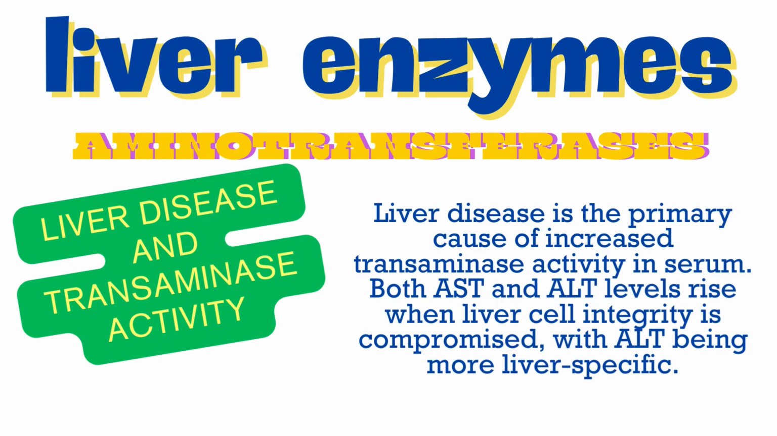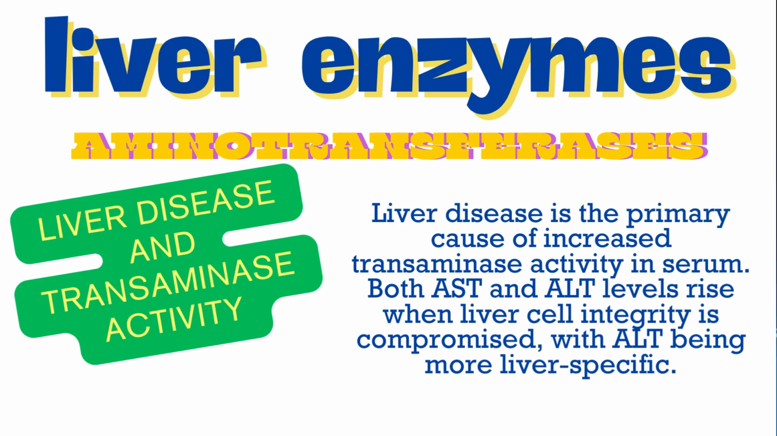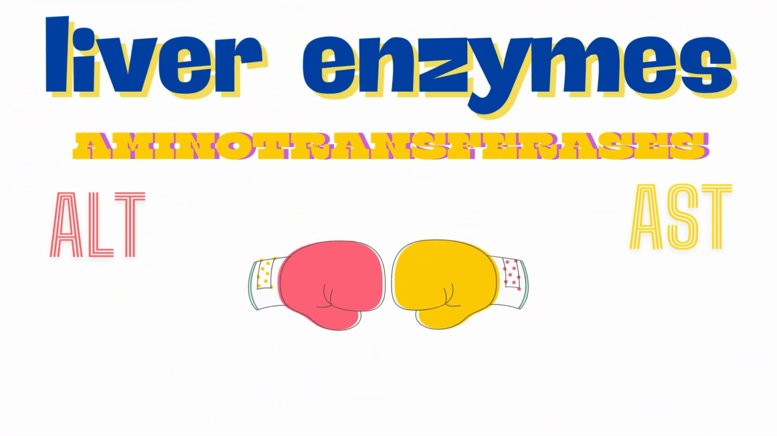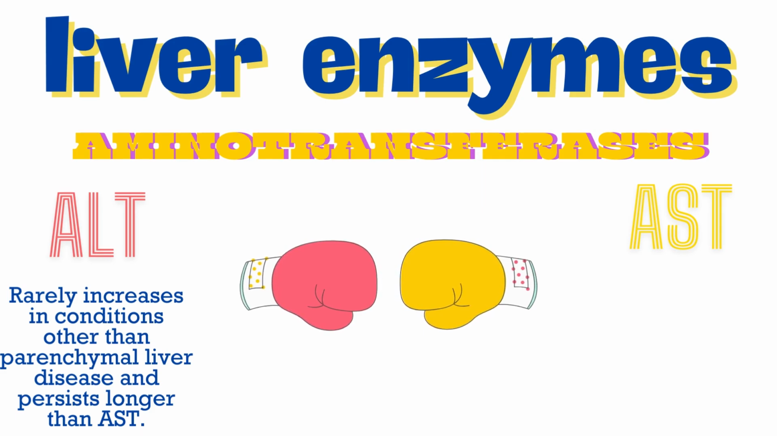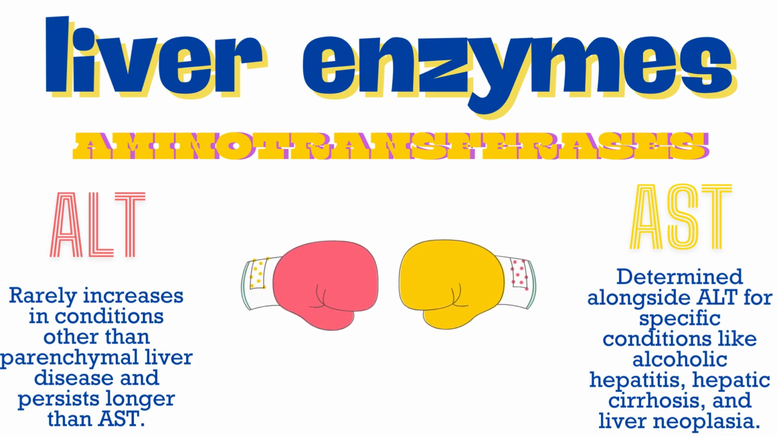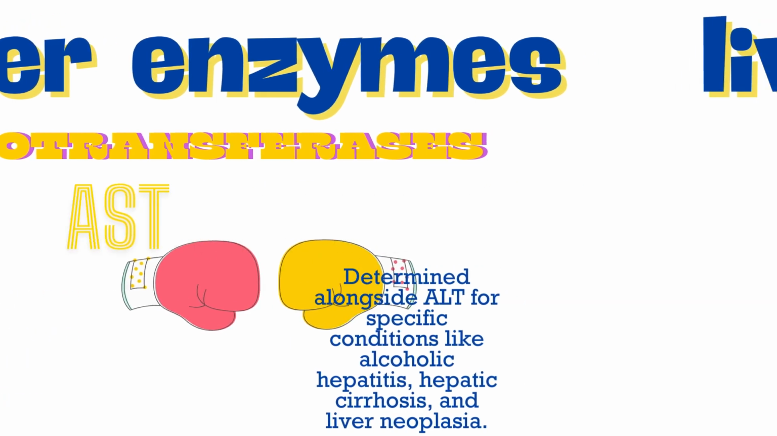Liver disease and transaminase activity. Liver disease is the primary cause of increased transaminase activity in serum. Both AST and ALT levels rise when liver cell integrity is compromised, with ALT being more liver-specific. ALT versus AST: ALT rarely increases in conditions other than parenchymal liver disease and persists longer than AST. AST is determined alongside ALT for specific conditions like alcoholic hepatitis, hepatic cirrhosis, and liver neoplasia.